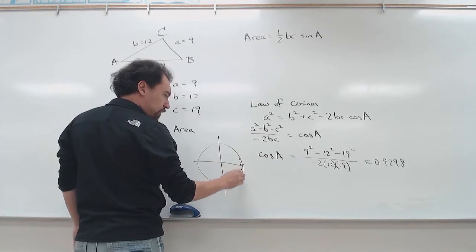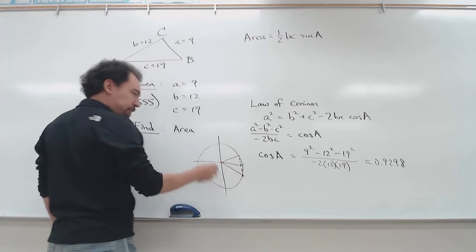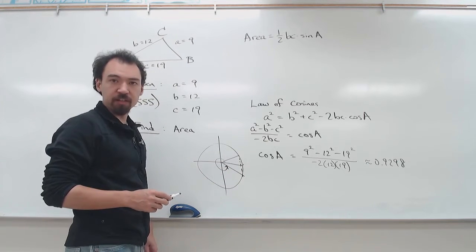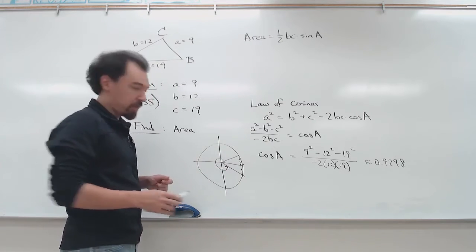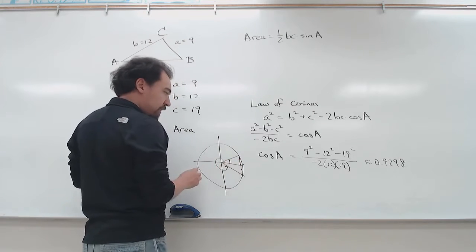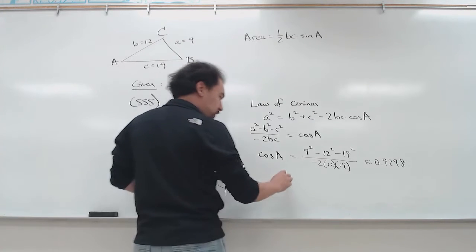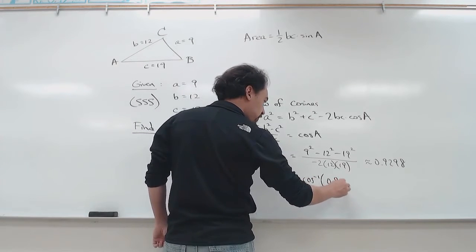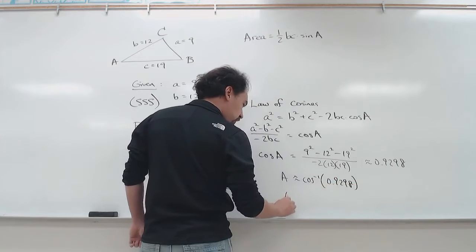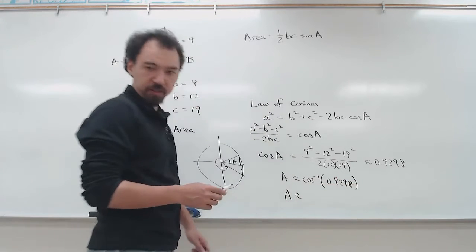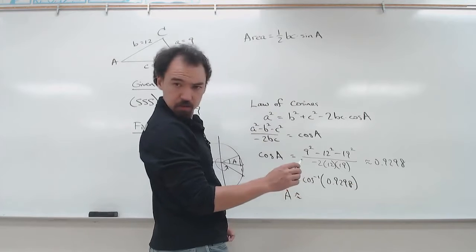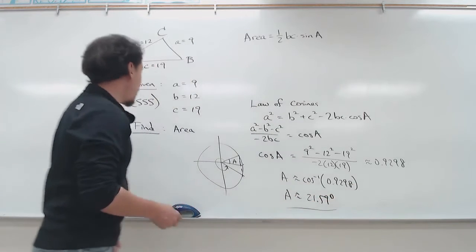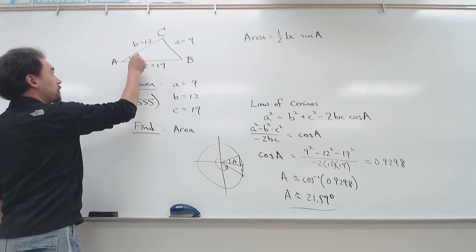Now, there are two angles within one lap of the unit circle where that happens, but this angle is more than 180 degrees, so it cannot happen in a triangle. So the angle that I'm really interested in is this one, this angle A, which is simply cosine inverse of that number we just got. So we know that angle A, if we type this into a calculator, gives us 21.59 degrees. So that, right in here, is 21.59 degrees.